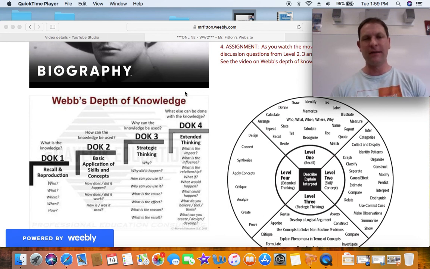A mini discussion on what Webb's depth of knowledge is. So at this point, you're probably at my website right about here, and you're looking at Webb's depth of knowledge, and you're like, well, what is this? Webb's depth of knowledge basically is a way of thinking about asking questions, and there are hierarchies in questions.